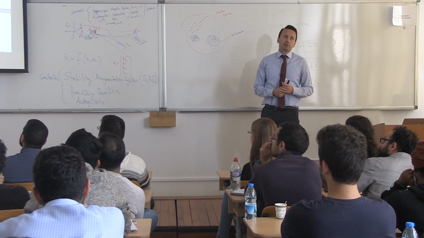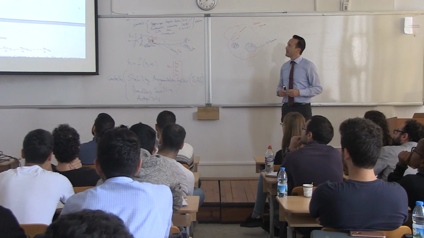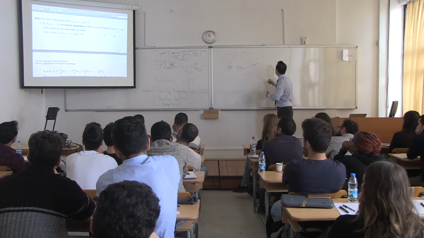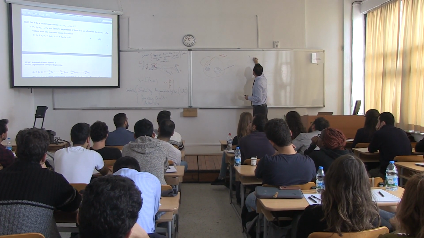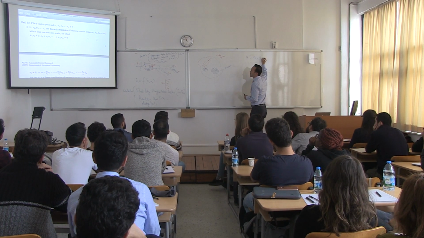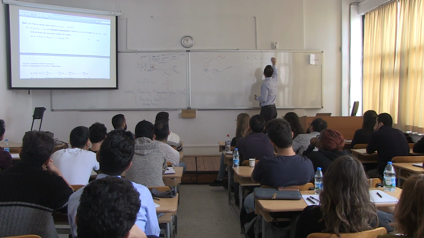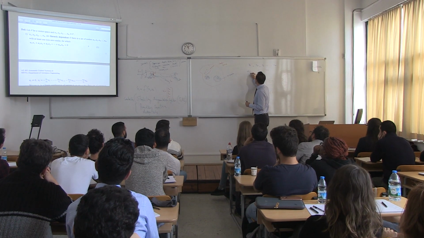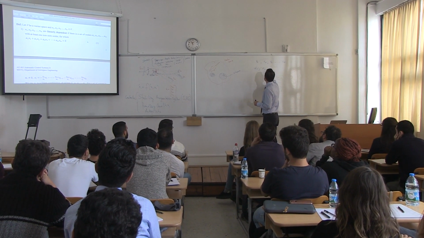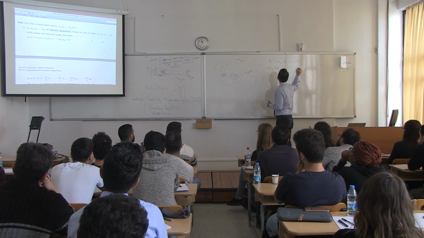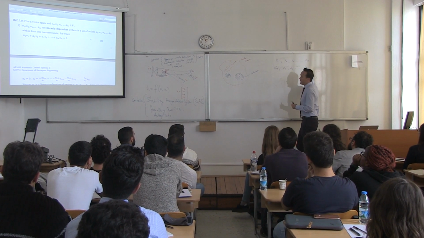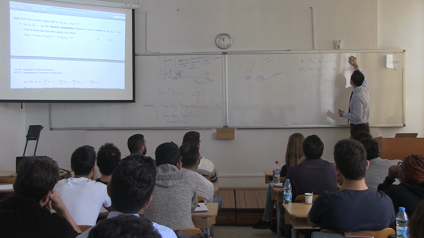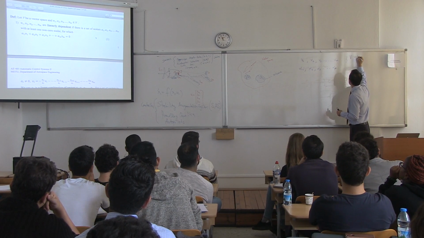Linear dependency of vectors, quite important. Let V be a vector space, and V1, V2, V3, all the way to Vm be just vectors. Let's say we also have scalars, lambda 1, lambda 2, lambda 3, and lambda m, and the vectors exist in a vector space V.